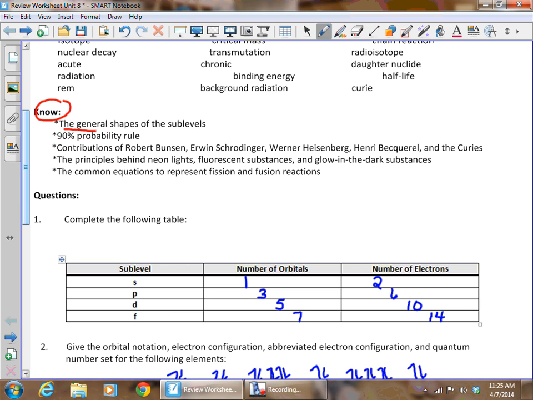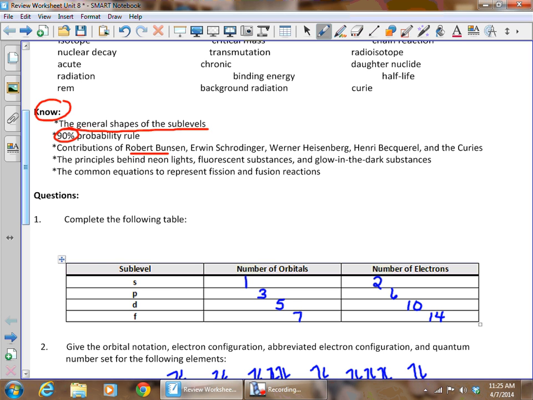So you need to know the general shapes of the sublevels, S, P, D, and F. Remember, there's an extra credit opportunity here if you can draw that alternate structure, the ones that look like they have little floaties on them. So you have to draw the 4 different sublevels that I talked about in the notes, but you can also get extra credit for the other 2. 90% probability rule, where we draw the line around the atom, remember that.